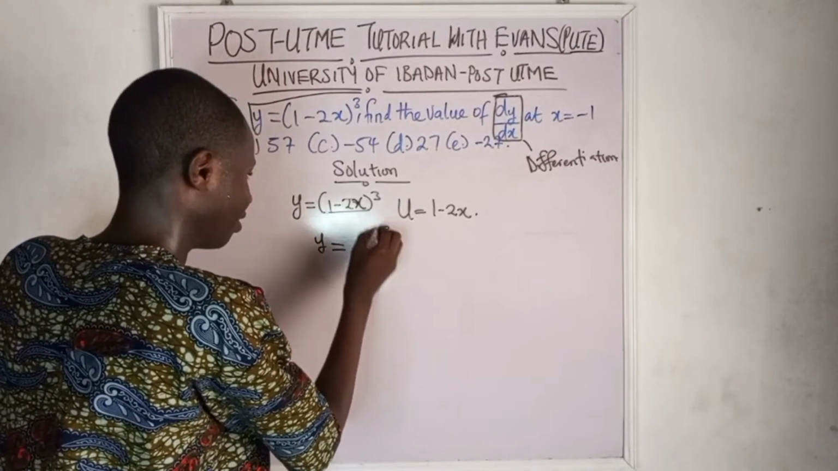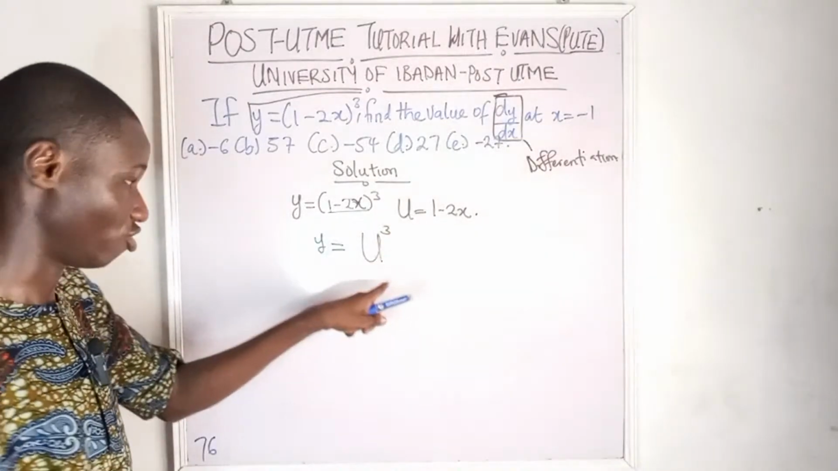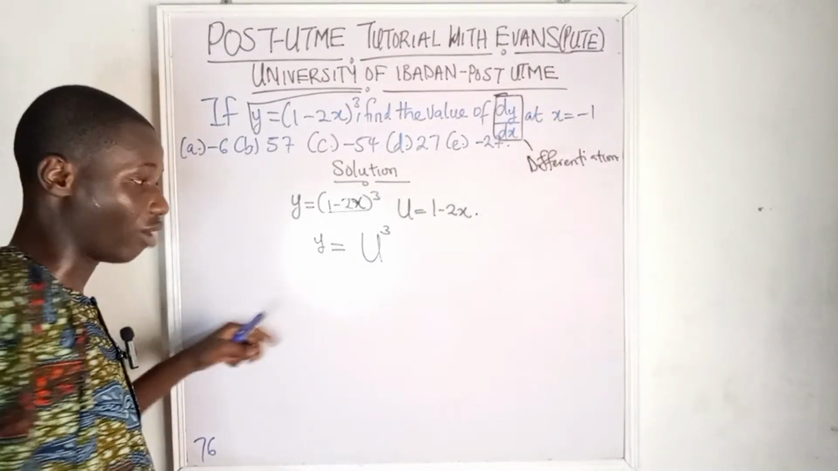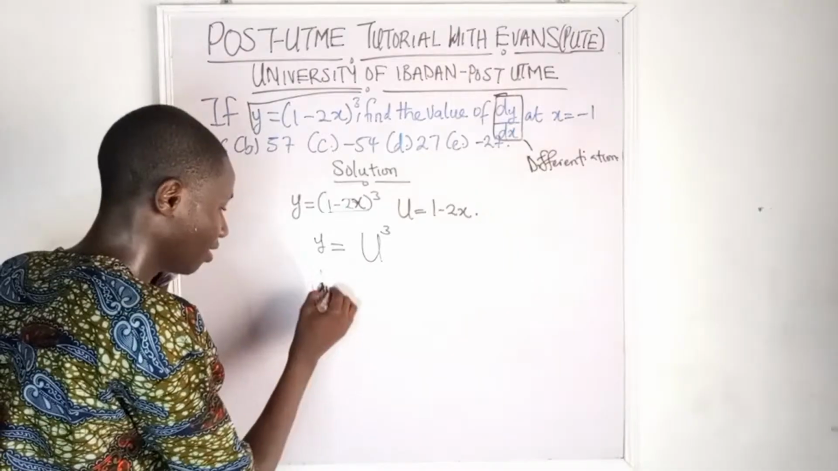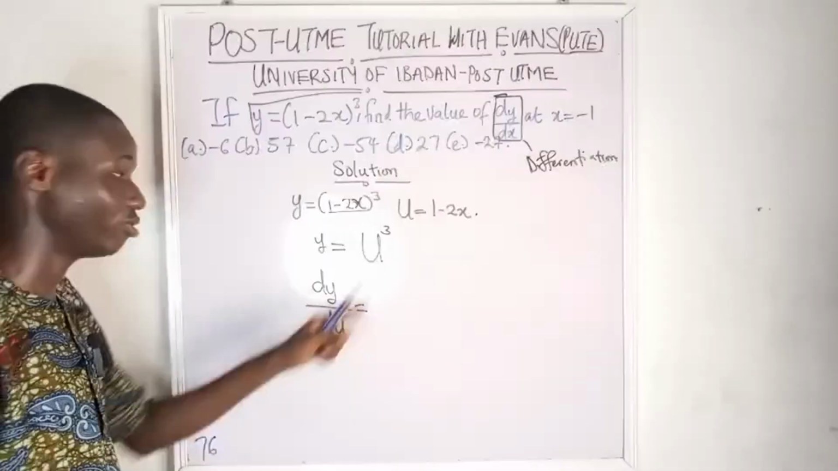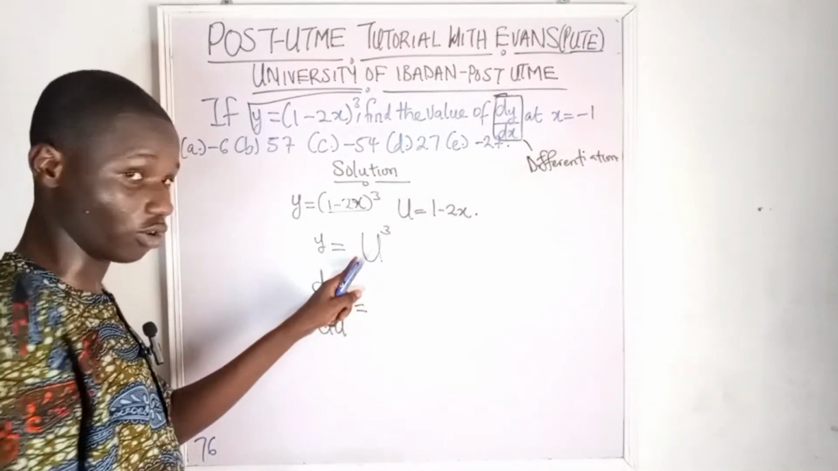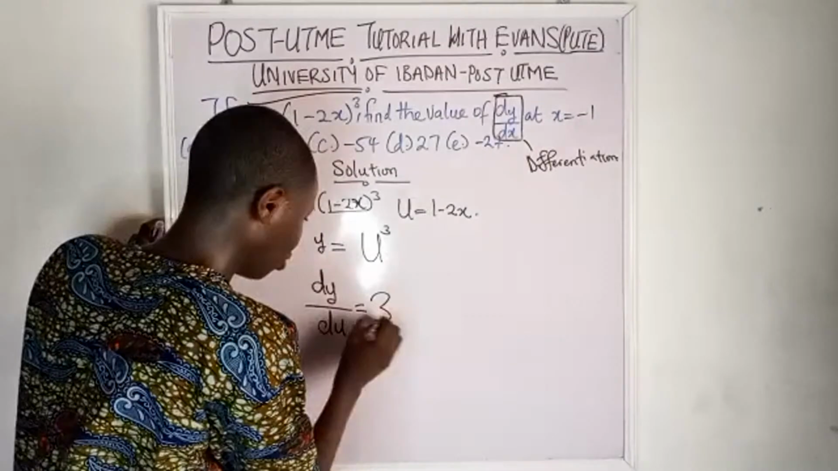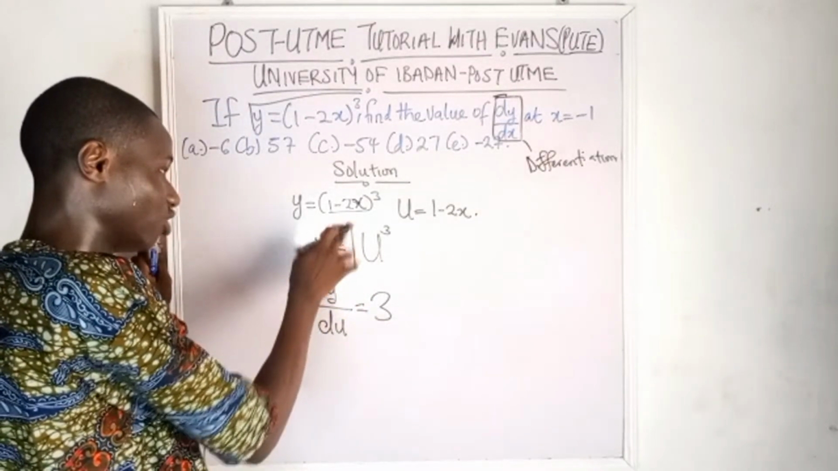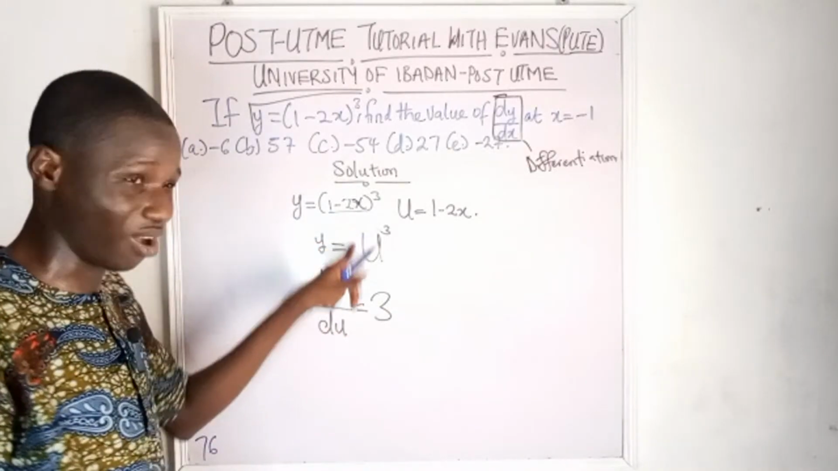Because we have made our 1 - 2x into u, the next thing you are going to do is differentiate this with respect to u. That will be dy/du using your power rule. Power rule says you bring this 3 to the front of u, that is, you multiply this 3 by the coefficient of u. If you look at this u, it doesn't have any visible coefficient, so it means it is 1.